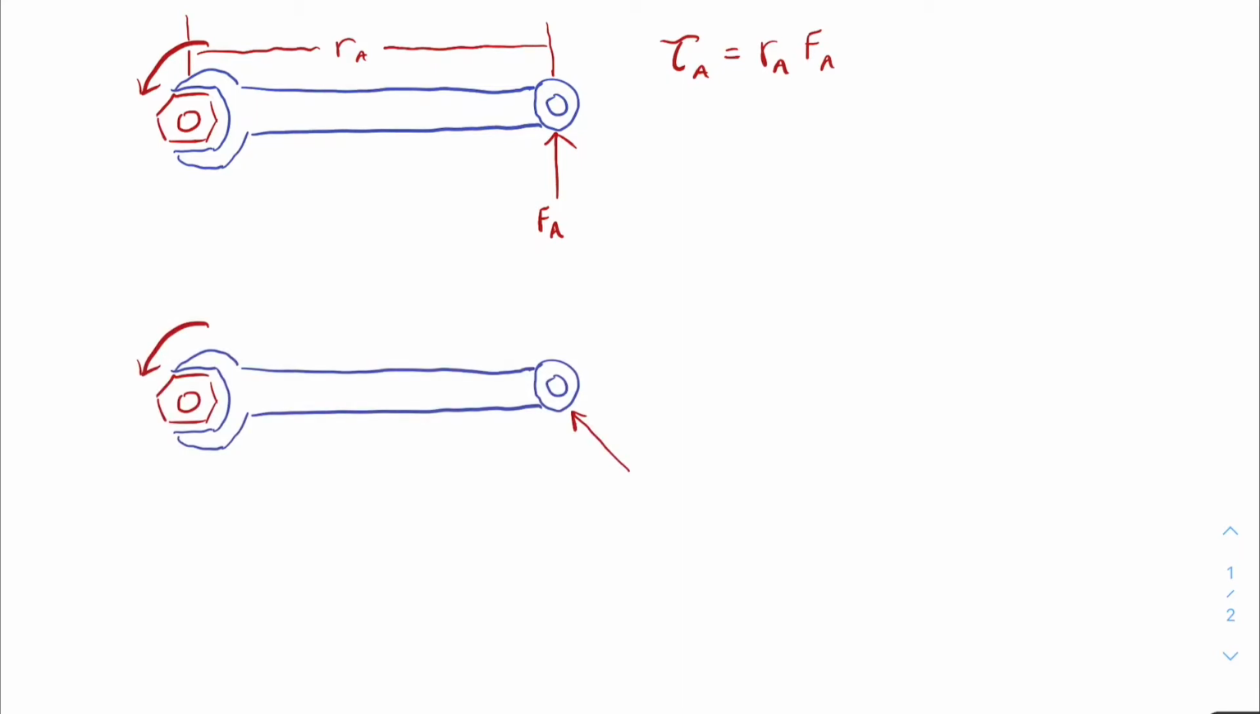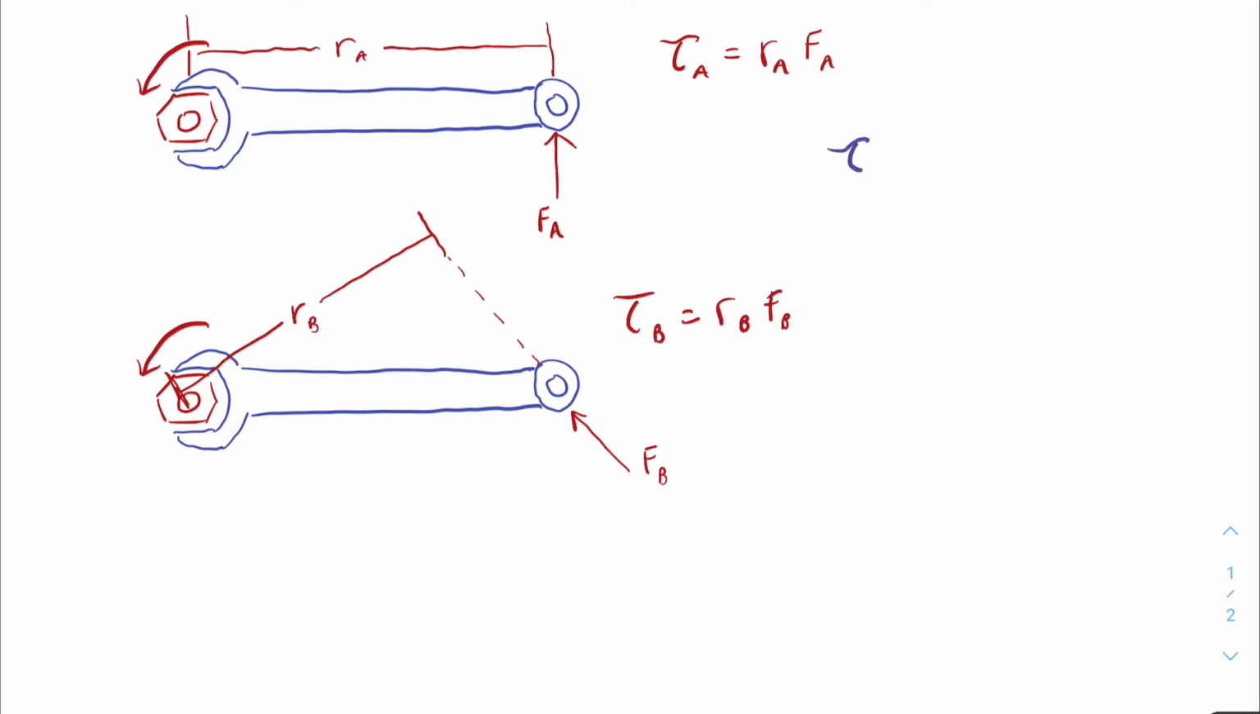Now let's look at another example where the force is applied at an angle. We'll call this force B. In this example, we can't just use the length of the wrench as the radius. This dashed line represents the line of action for force B, and the radius to the center of rotation must always be perpendicular to this line. This allows us to draw in radius B. So in order to find the torque applied by force B, we can multiply force B by radius B. Note that radius B is smaller than radius A, which means that the applied torque will also be smaller.